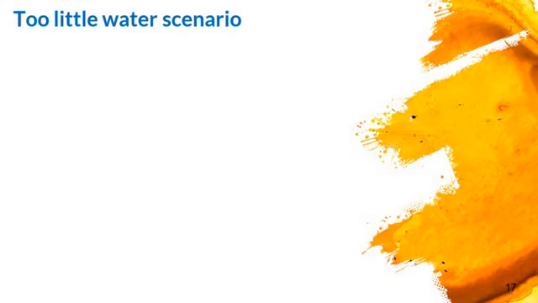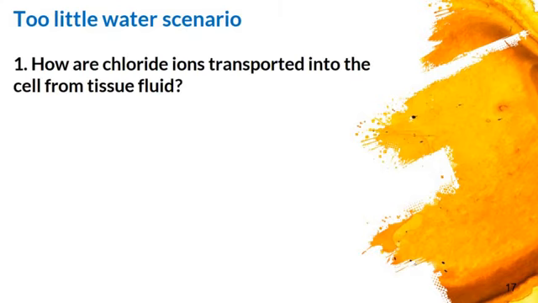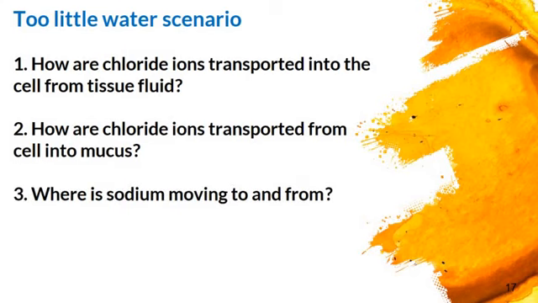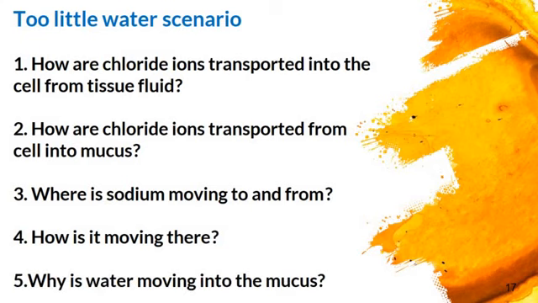In order to do this, we need to answer a few questions. So, here are the 5 questions that we need to work out. How are chloride ions transported into the cell from the tissue fluid? How are chloride ions transported from the cell into the mucus? Where is sodium moving from and to, and how is it moving there? And our last question is, why is water moving into the mucus? Have a go at answering, please.